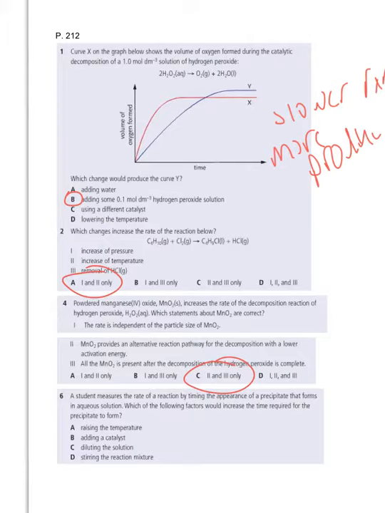And then number 6, a student measures the rate of reaction by timing the appearance of a precipitate that forms in an aqueous solution. Which of the following would increase the time required for it to form? So increasing time is slowing the reaction. So A, raising temperature, that's going to decrease time, not increase it. Adding a catalyst will also decrease time. Diluting the solution, this will slow it down. Stirring the reaction, nope, that speeds it up. So C is the only one that will slow the reaction rate.